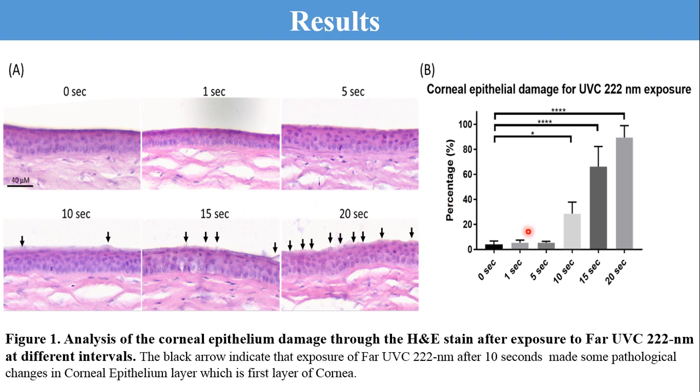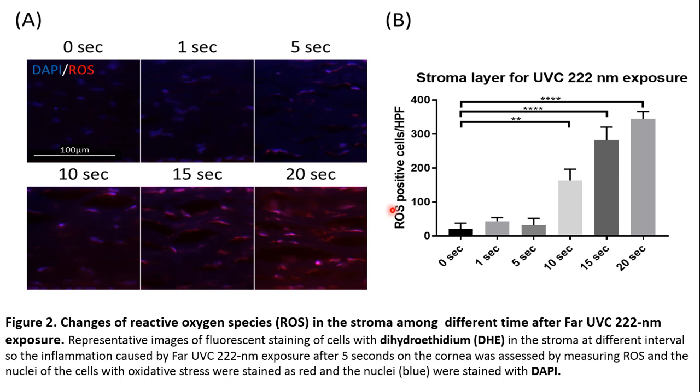And this is a significant figure which also shows it clearly. And this is figure 2, in which we also checked the ROS, reactive oxygen species. If we give exposure to the cornea for more than 5 seconds, it causes some inflammation caused by far-UVC after 5 seconds.